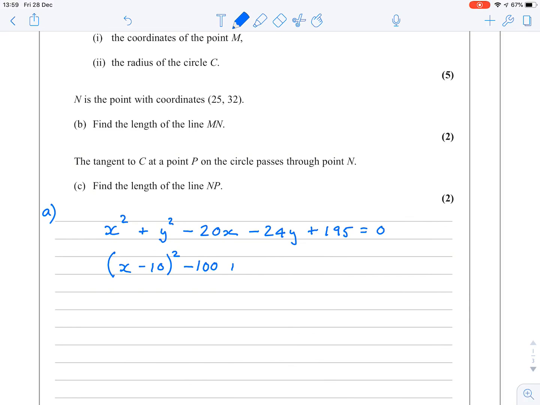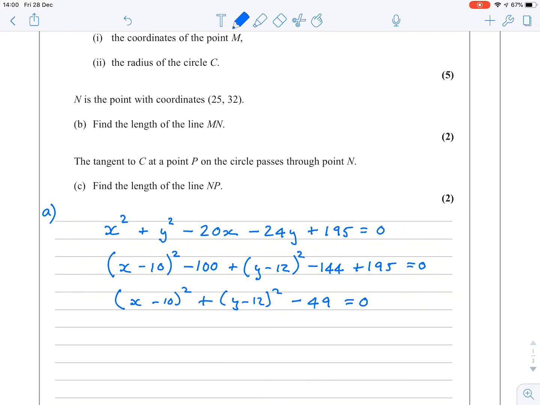Deal with the y's next. Got y squared minus 24y, that will be (y minus 12) squared, minus the square of minus 12, so that's subtract 144. I've got the plus 195 equals 0. So (x minus 10) squared plus (y minus 12) squared minus 100 minus 144 is minus 244 plus 195 gives minus 49.